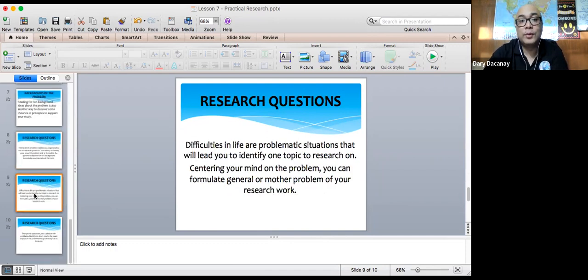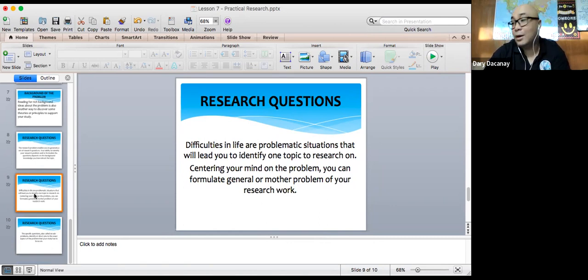Now, difficulties in life, for example, are problematic situations that will lead you to identify one topic to research on, centering your mind on the problem of that topic, which later on the title would have to be approved so you can move on. And you can formulate the general or mother problem of your research work.